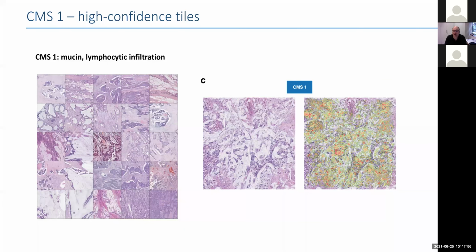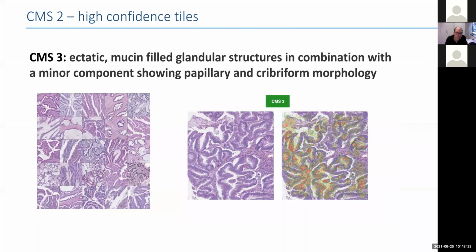So of course, you could basically use the traditional sort of gradient-based visualizations. And here we did this just to basically get an idea. And CMS1 is basically known for features in mucin, lymphocytic infiltration. That seems to be picked up by the model, but we sort of don't interpret these. We just sort of recognize that this is something that's sort of plausible. And again, in CMS3, we see mucin-filled glandular structures, similar sort of result, which we're sort of quite satisfied with.